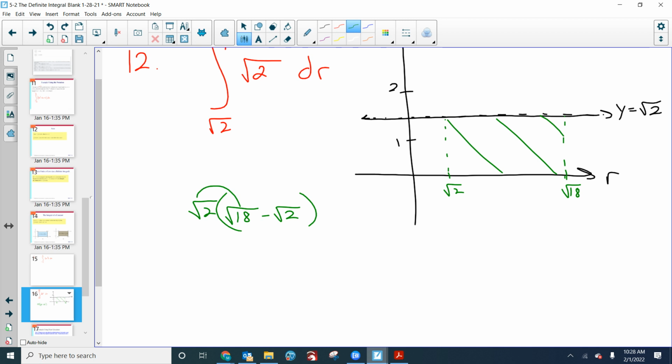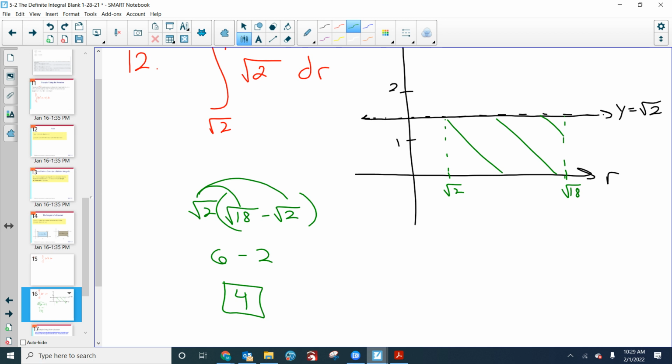What's radical 2 times radical 18? Radical 36, which is 6, minus radical 2 times radical 2, which is 2. Area is 4. Make sense? That's how I want you to do it. If it's a constant, you should just think it's a rectangle. No problems.